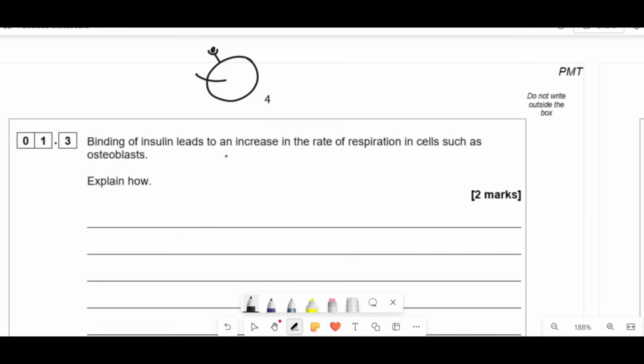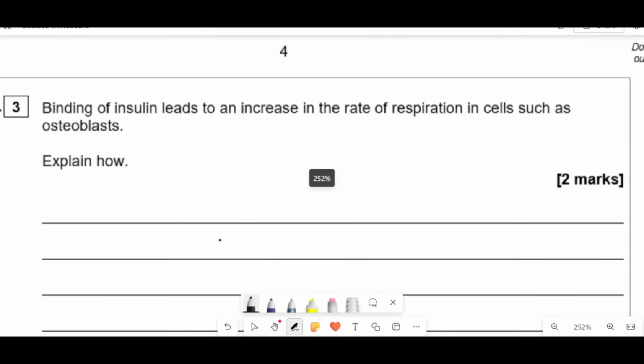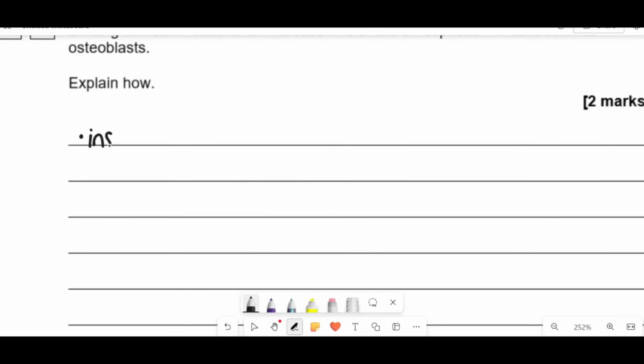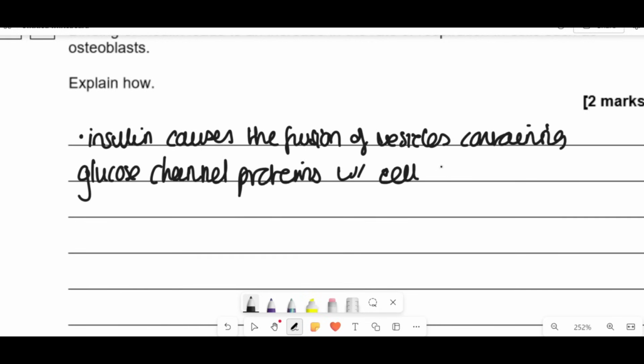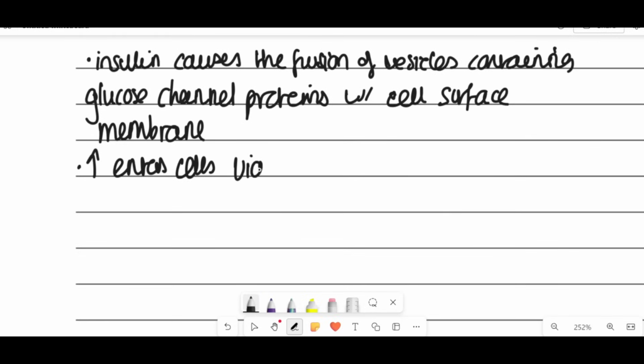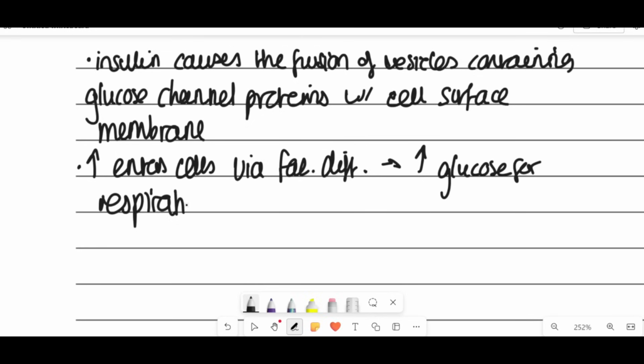Once glucose gets into the cell, because remember it's saying binding of insulin leads to increased respiration, we've now got glucose inside the cell, which is used in respiration, so you get more respiration. So that's exactly what you're going to say. So insulin causes the fusion of vesicles containing glucose channel proteins, or GLUT4, with the cell surface membrane. Therefore, more glucose enters these cells via facilitated diffusion. I'm going to write FAGDIF just for short. So then there's more glucose for respiration. There you go. You've got to work with what the question's telling you here.